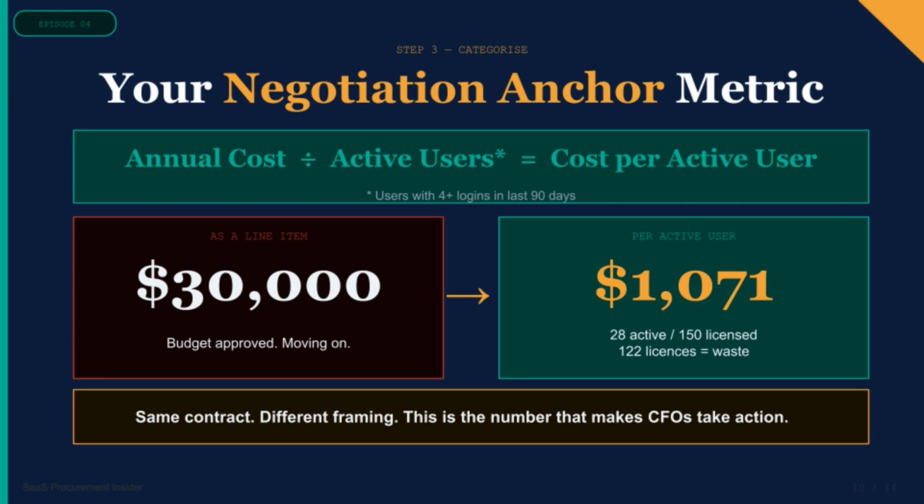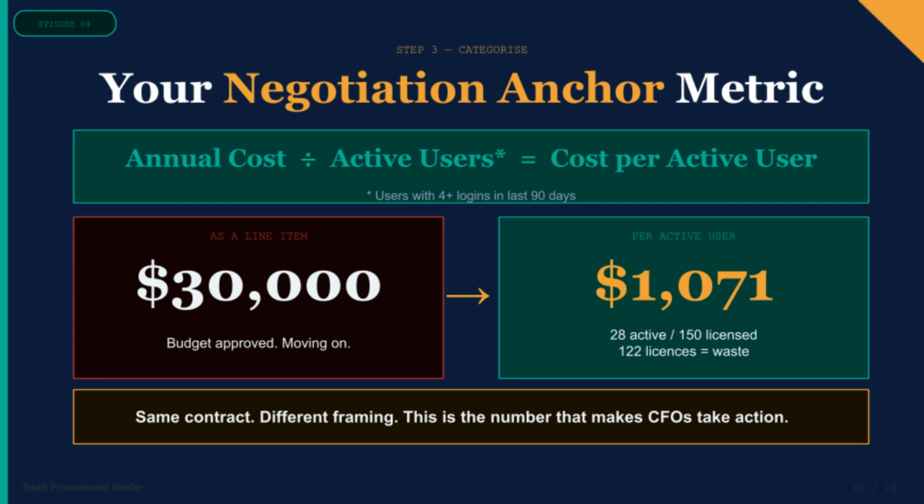Divide the annual contract cost by the number of genuinely active users who logged in at least 4 times in the last 90 days. Annual cost divided by active users equals your cost per active user. Here is why this number matters. $30,000 sounds like a line item in a budget. $1,071 per active user per year for a tool that 122 people have access to but never use sounds like a problem that needs solving.